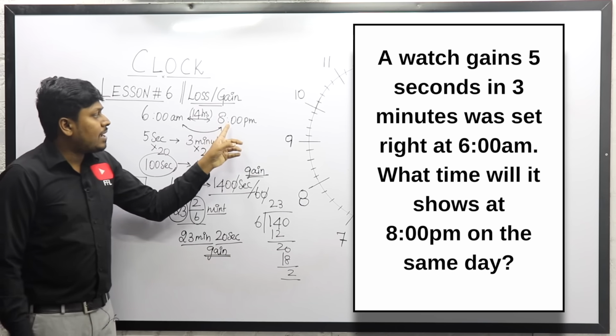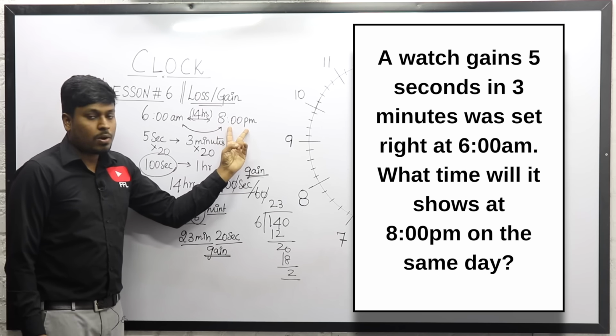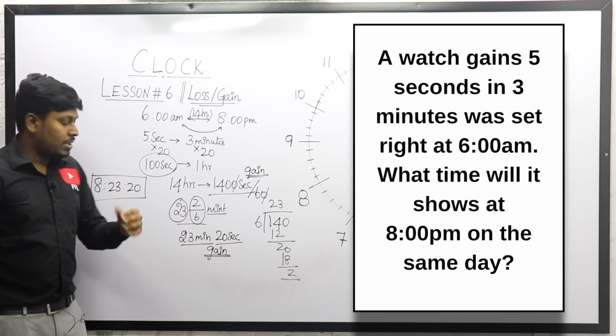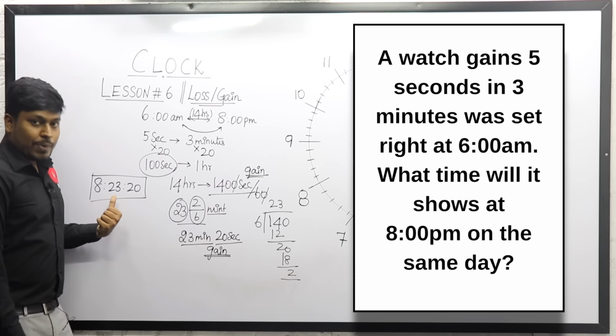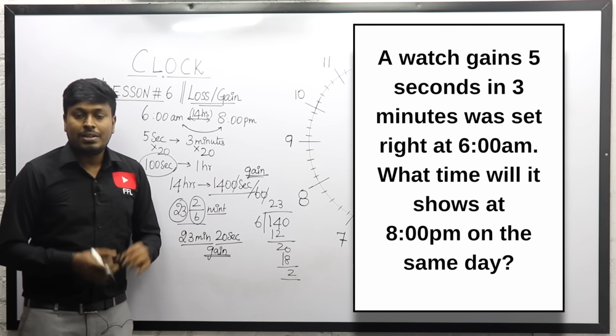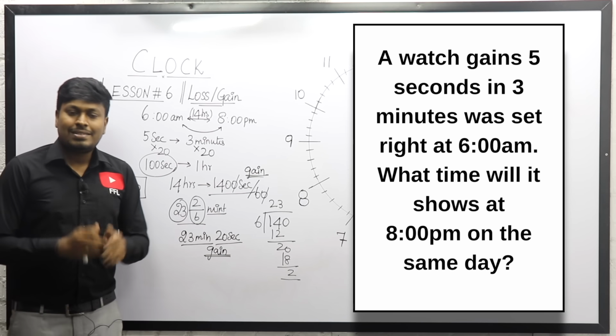So initially our target was to find what time the clock shows at 8 p.m. This will be the right time, but the wrong clock is gaining 23 minutes 20 seconds more. So we can say 8 o'clock 23 minutes 20 seconds will be the answer for the last, sixth question. So friends, finally in this lesson we have solved 6 questions.